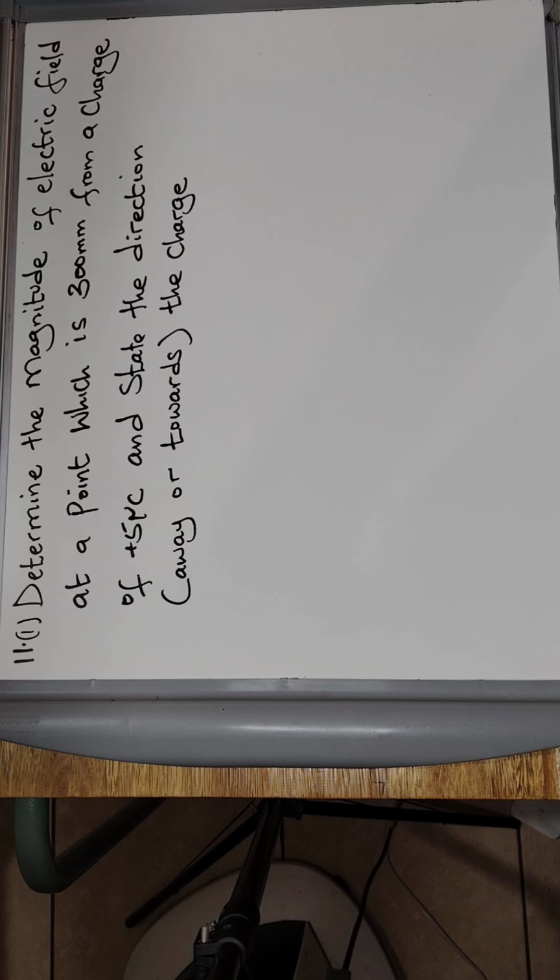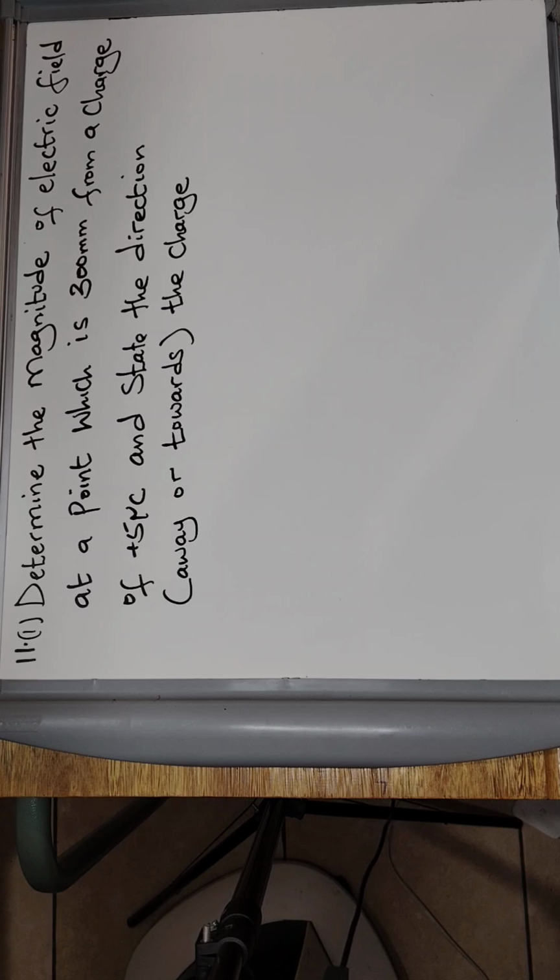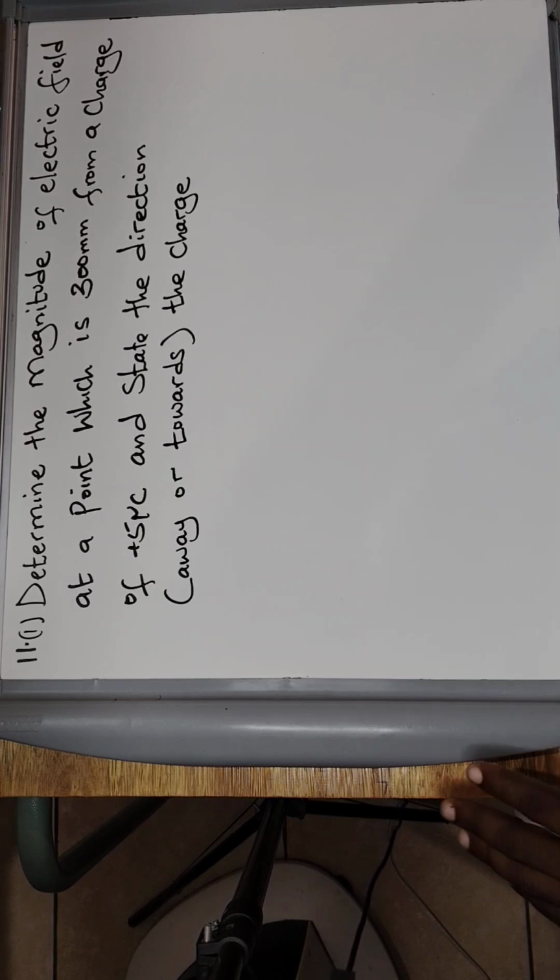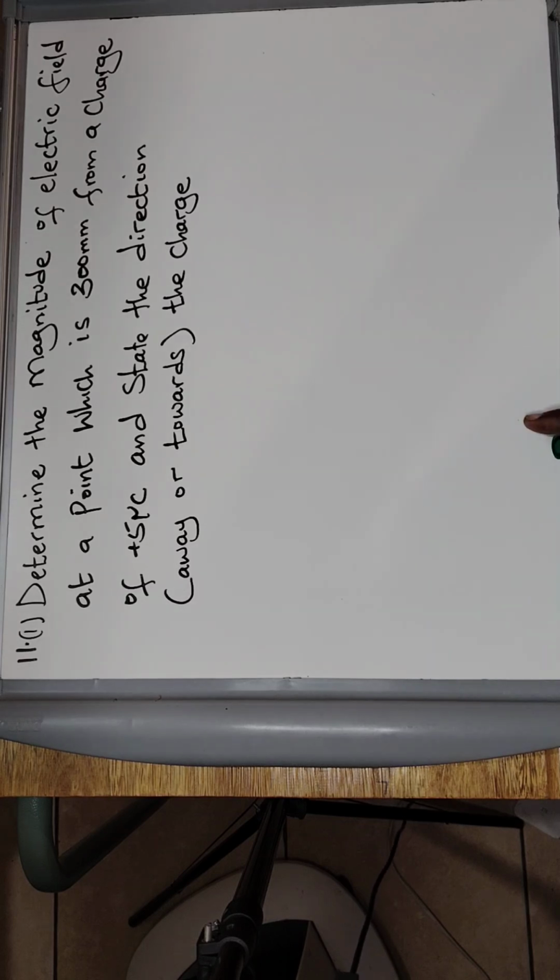Tonight we are looking at this question. It says, determine the magnitude of electric field at a point which is 300 millimeters from a charge of plus 5 microcoulomb, and state the direction, whether it's away or towards the charge. Okay, so how do you go about this?